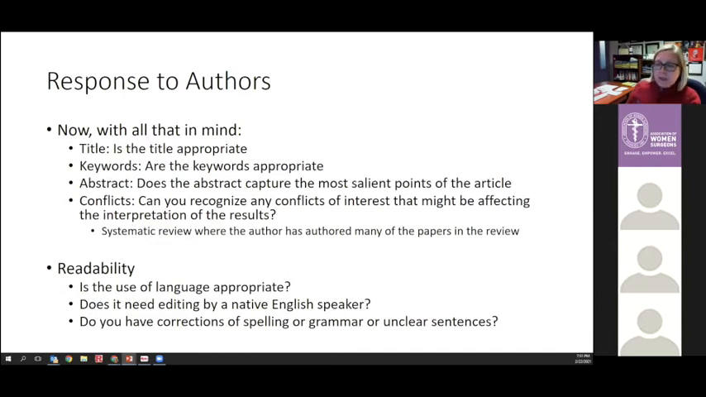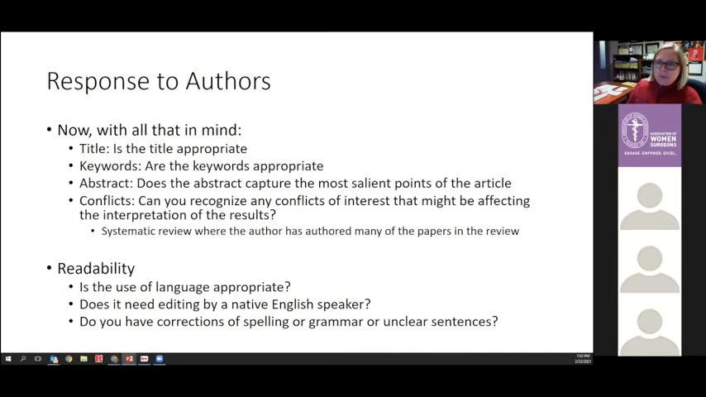And then readability. Is the use of the language appropriate? Are there run-on sentences? Are there longer sentences? Are there ways that you can make it more readable? Sometimes we find very well-written articles with good science that you can just tell were not written by a native English speaker. And it's reasonable to say, I think this is good science, and I think what you're saying is good, but the article would benefit from a review by a native English speaker. And do you have any corrections of spelling or grammar?